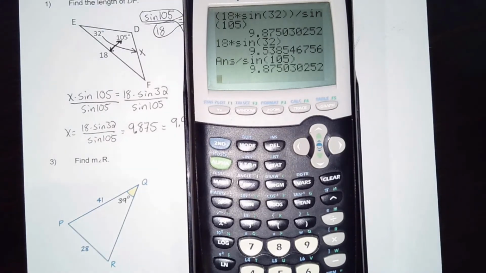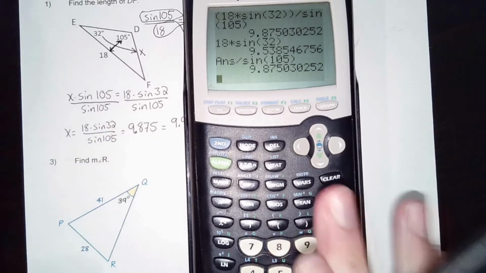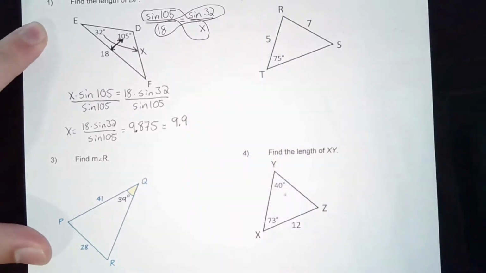When I do that, I then get down to my same answer. I would round the same way. But you've got to be careful because if you round early, your answer's going to end up off a little bit and you're going to lose points. So that's finding a missing side.